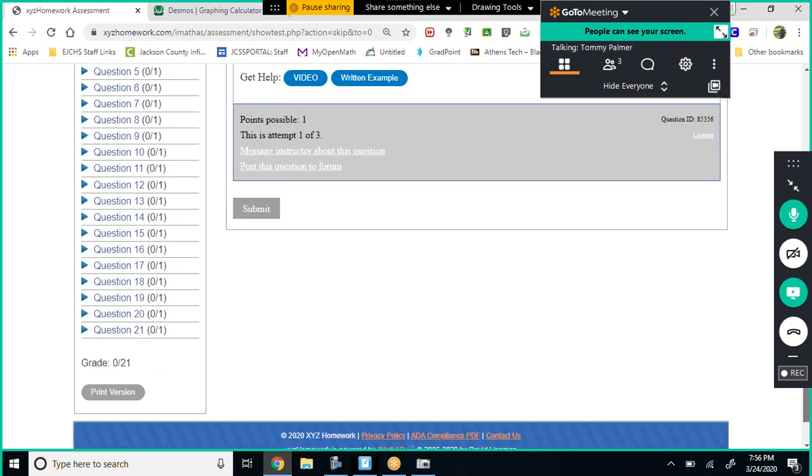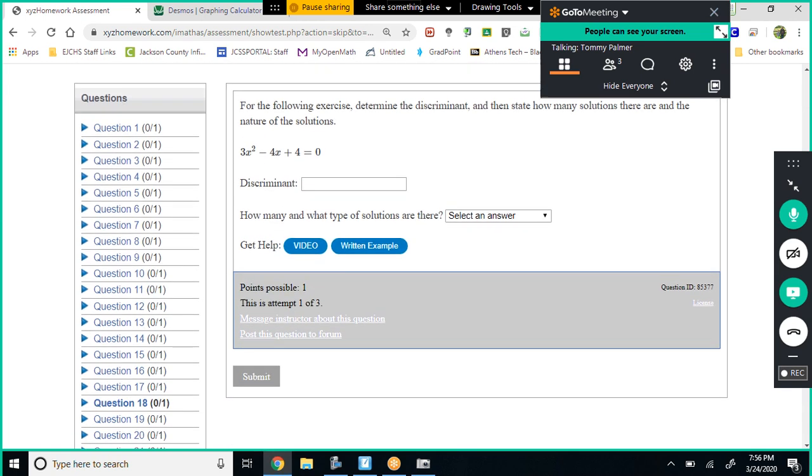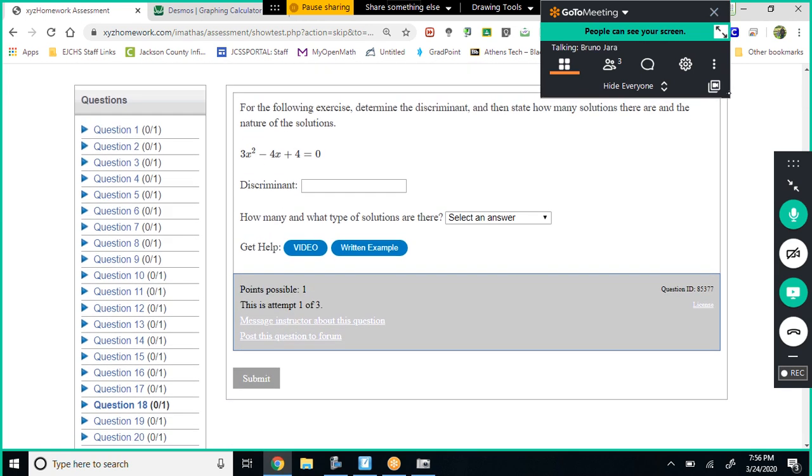Anything else out of here? I'm gonna take off number 17. Let's look at number 18 real quick. I haven't looked at it. Discriminant. Y'all know what the discriminant is, right? That's correct. B squared minus 4AC, right?